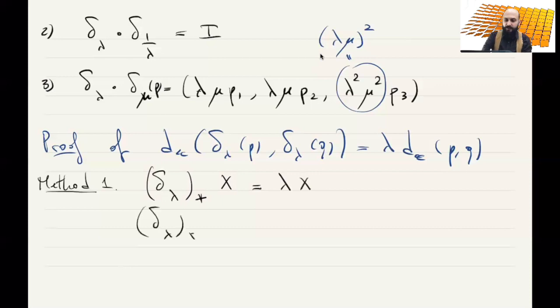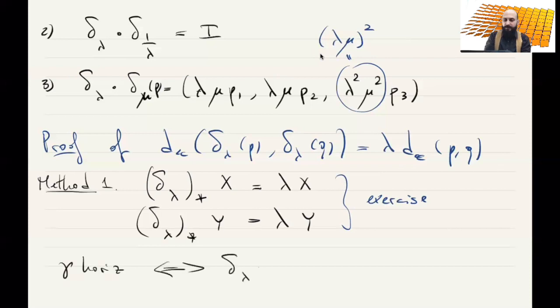Likewise, let's say that these are left as exercise. But once you notice this, then you understand that if you have a curve that is horizontal, then the dilated curve is also horizontal, because the push forward of horizontal vector fields are still horizontal vector fields.